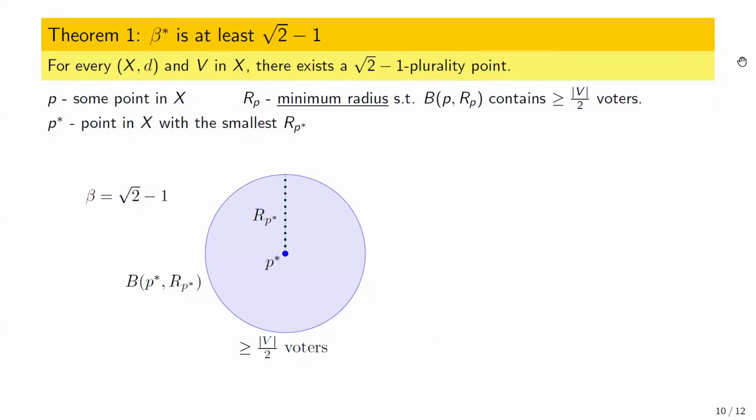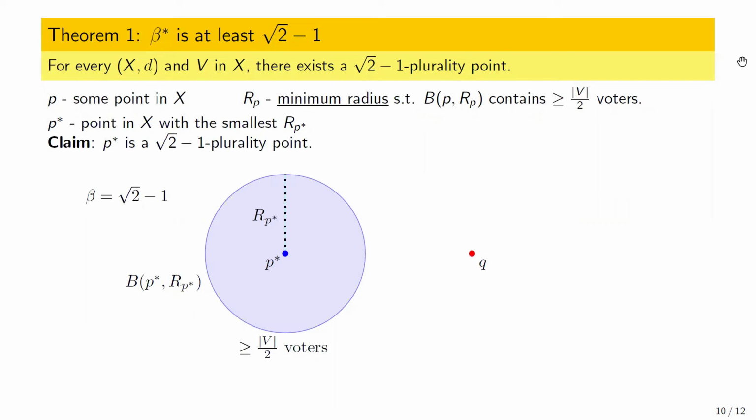And now let P star be a point with the smallest radius Rp star. So in this figure, we have the point P star, and this ball with radius Rp star contains at least half of the voter set, and Rp star is minimal. So for any other point, we will need a larger ball. Now we claim that P star is a square root 2 minus 1 plurality point. And let's set beta to be square root 2 minus 1.